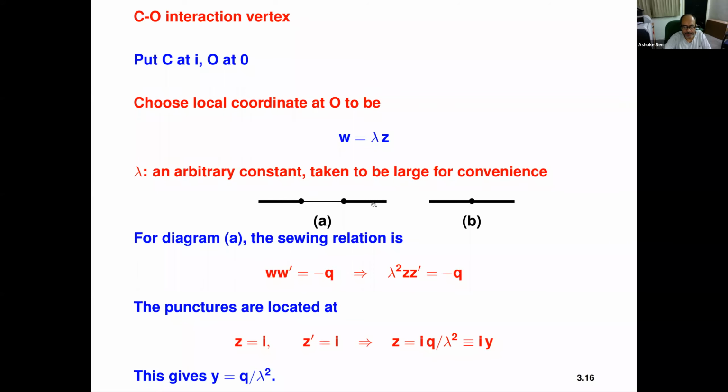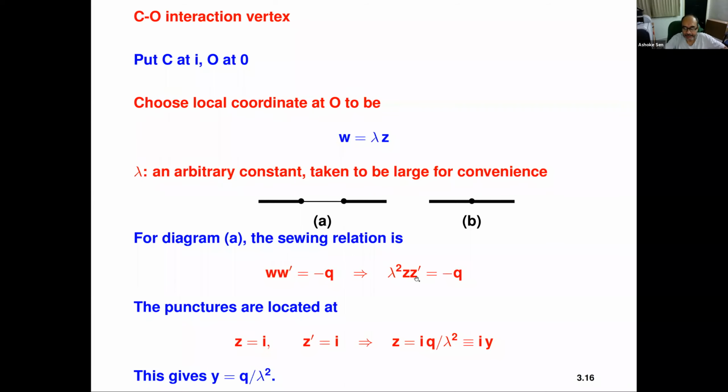So you have to find the sewing relation, and the sewing relation is the same. We take 2 copies of the upper half plane because there are 2 interaction vertices. You take 2 copies of the upper half plane and identify the local coordinate for this open string and the local coordinate for this open string by the standard sewing relation w prime equal to minus q. And because w is lambda times z, we can now translate this into an identification in the z and z prime planes. That gives you lambda squared z prime equal to minus q.